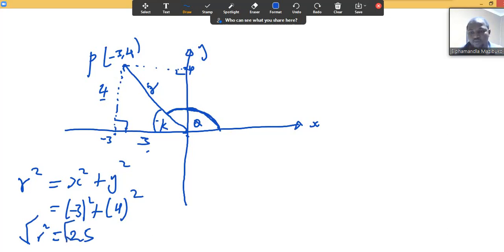You put a square root there. You're left with r is equal to 5. So our r is 5. This length here is 5 units. Okay. But we are interested in finding k because we want to find theta. So how can we find k?